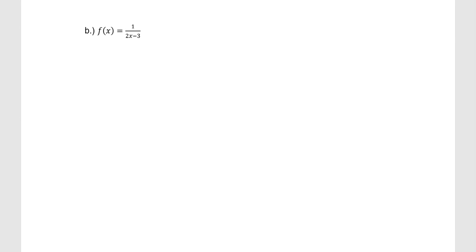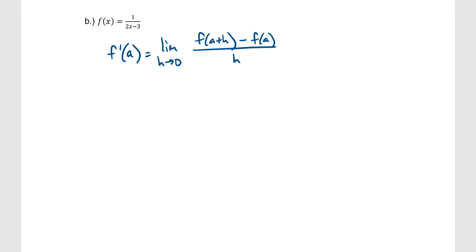Okay, and let's do one more of these. We're still evaluating f prime of 5 here. So let's write down the definition. We have our limit definition where we're plugging in our value of 5 for a. So let's do that on the side. Let's find f of 5. f of a is f of 5.